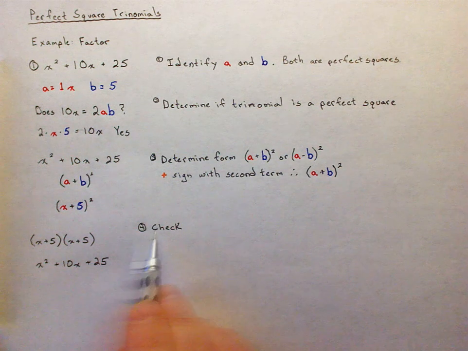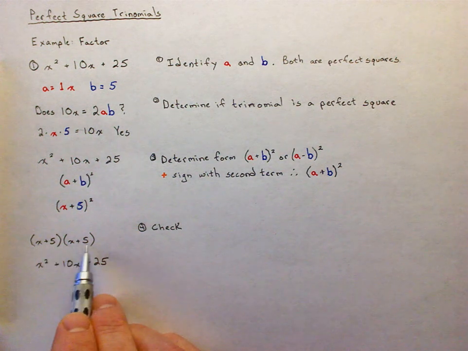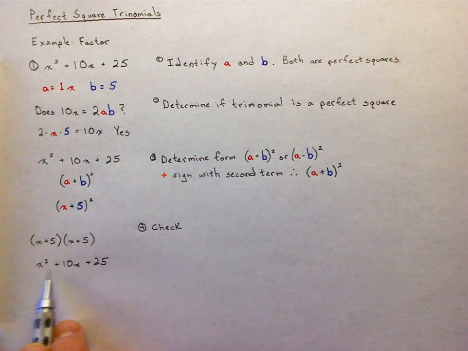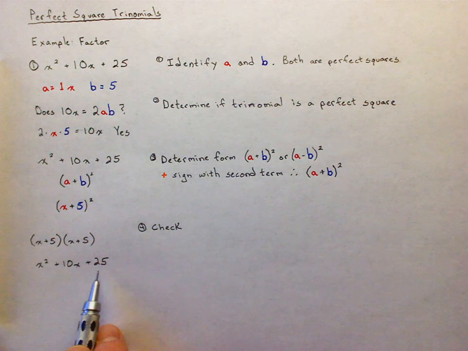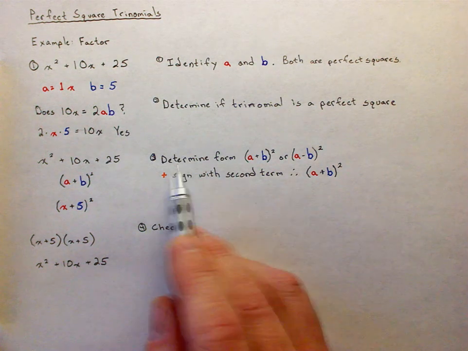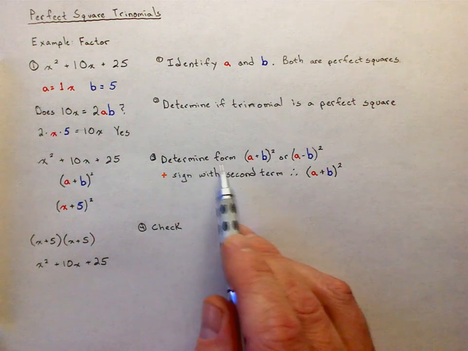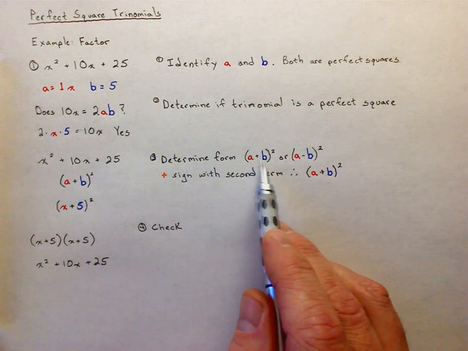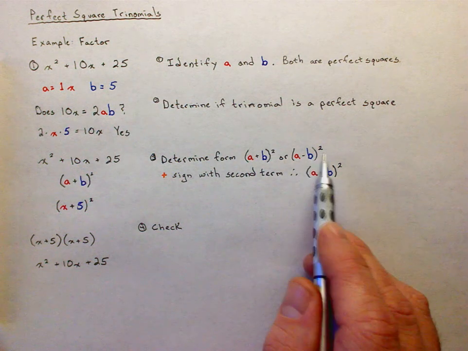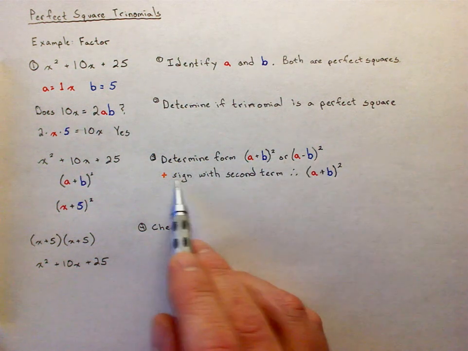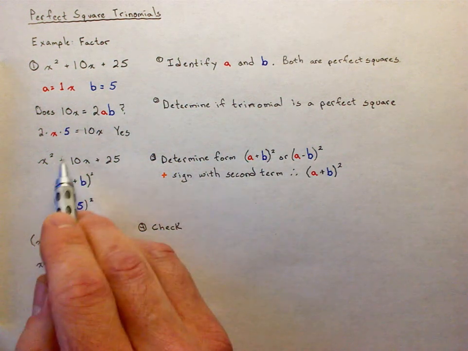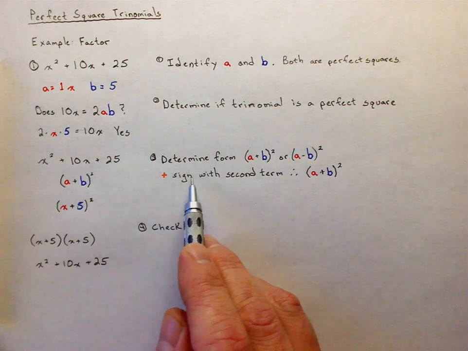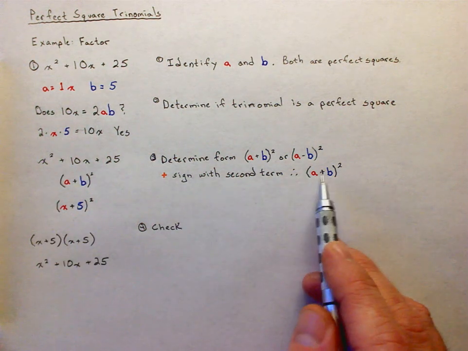And then check your work. x plus 5 times x plus 5 is x squared plus 10x plus 25. One thing, I'm sorry, I didn't cover this. In order to determine the form, is it a plus b squared or a minus b squared, you look at the sign with the second term. This was a plus sign, so therefore it is a plus b squared.